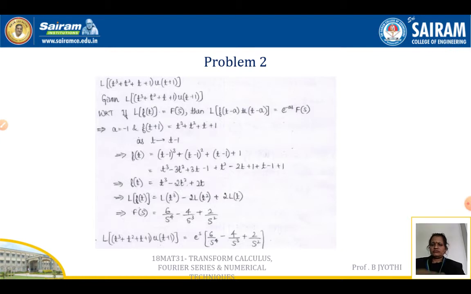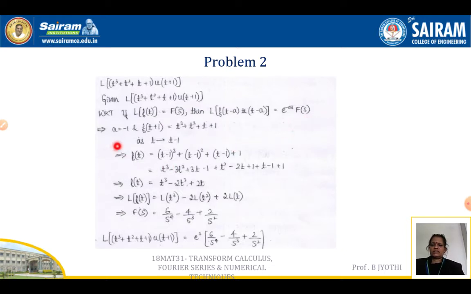Now the second question: L of t cube plus t squared plus t plus 1 into u of t plus 1. Consider this L of t cube plus t squared plus t plus 1 into u of t plus 1. We know that if L of f of t is F of s, then L of f of t minus a into u of t minus a will be e power minus as into F of s.